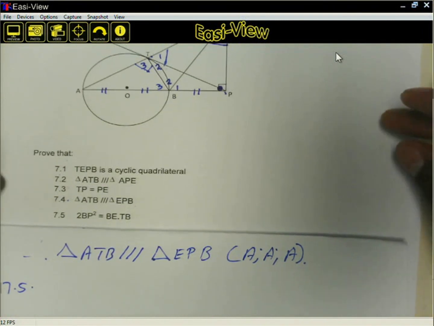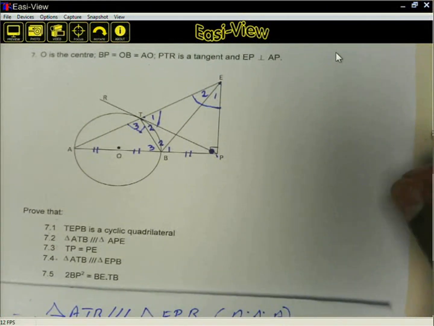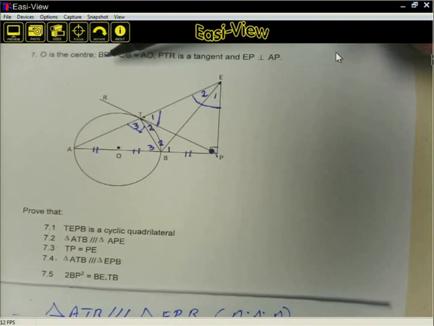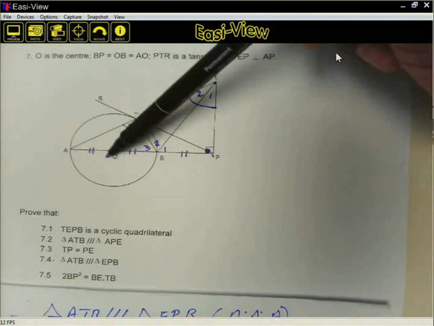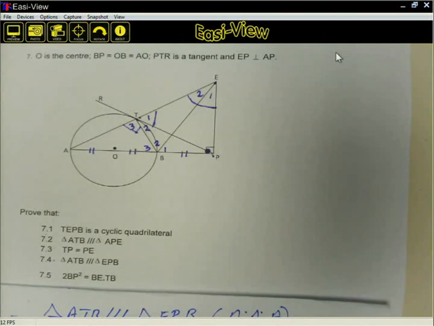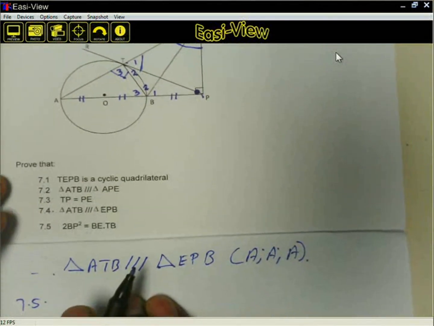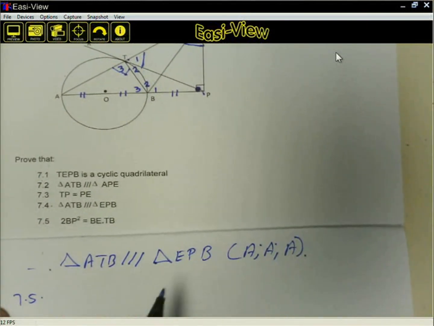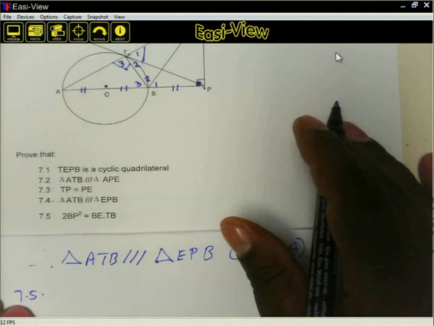It is always very important to know the given information. Remember earlier on we were given that BP equals OB equals OA. Those were the radii. Now we want to prove that twice BP squared equals BE multiplied by TB. Why do we have to take the sides in order? Because it makes the proportion easy. Let's check.